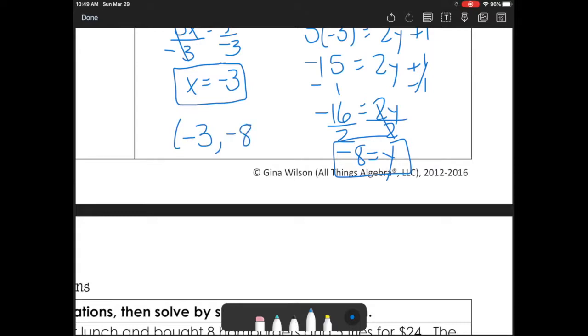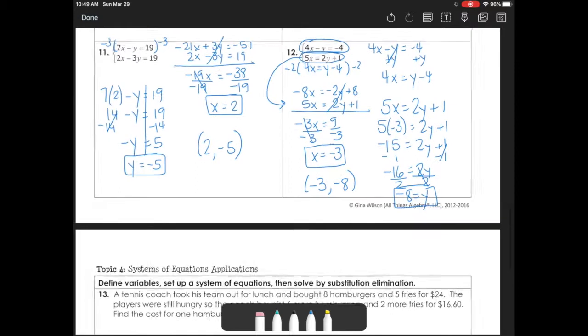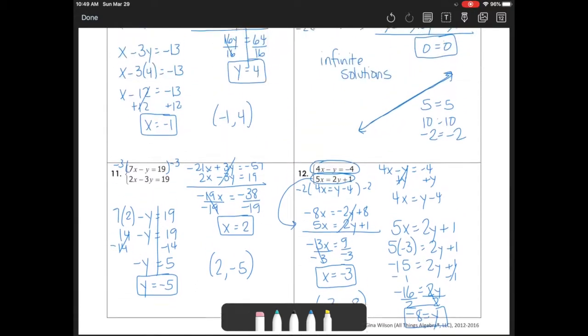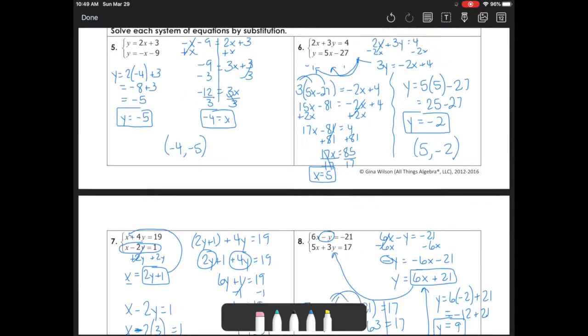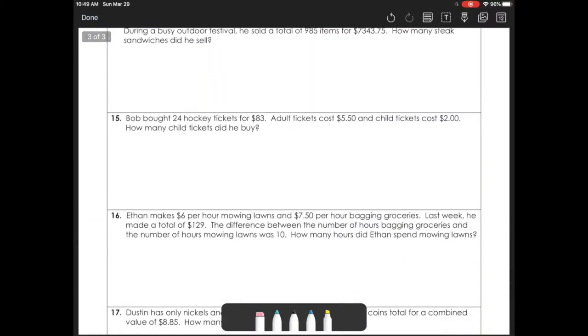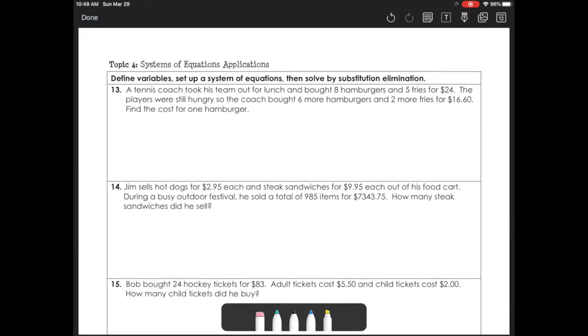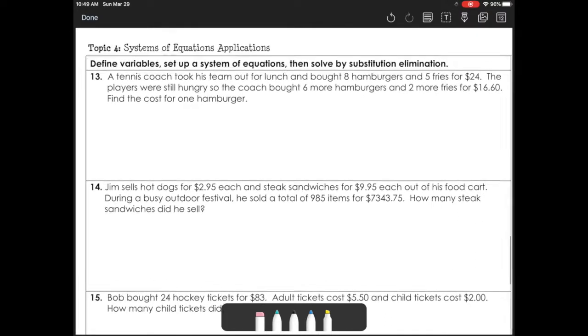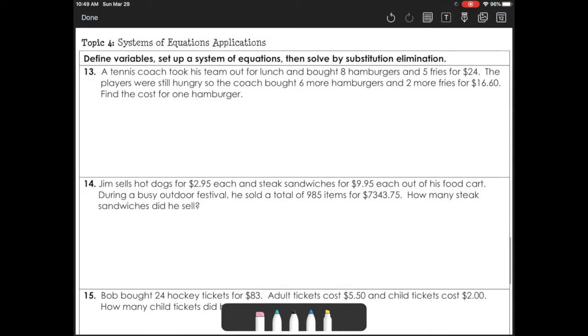All right. That was interesting. Look at all this work we've done, you guys. Okay. And we've got 1, 2, 3, 4, 5 word problems, your favorites, I know. All right, let's get going here. Define your variables, set up your system, solve by substitution. I'm pretty sure this is supposed to say or elimination.